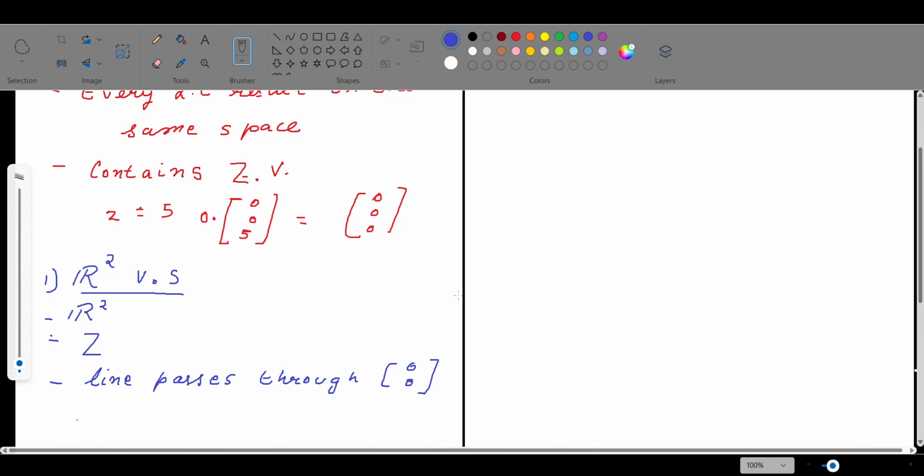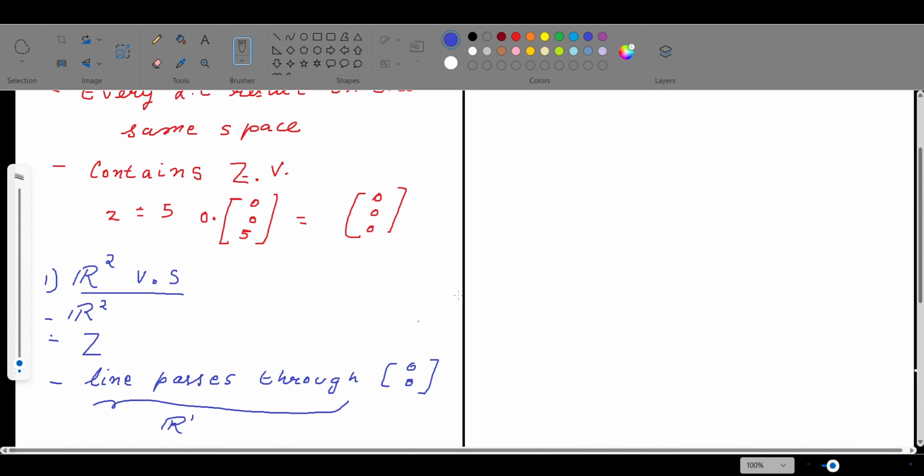So hence, a line passing through 0, 0 will give you a subspace, because on its own, a line is also a vector space, right? Technically, it is R1, but R1 going through the origin. That's the main point over here. R1 going through 0, 0.